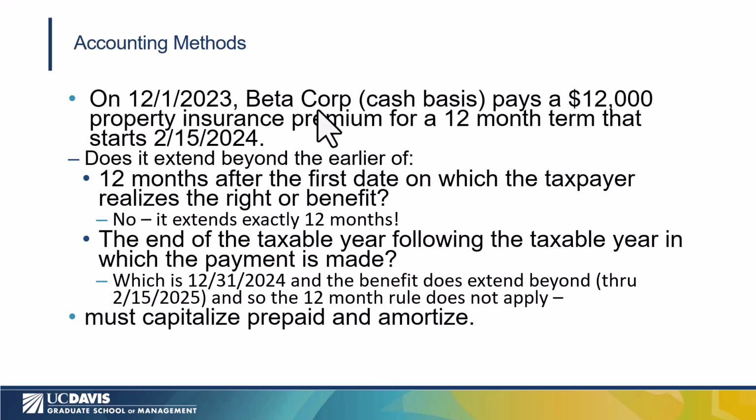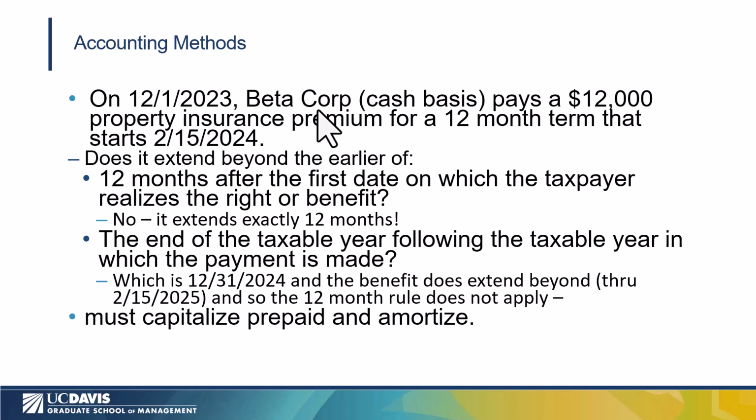Okay, so let's say that instead, Beta Corp is like, hey, I like this plan. So I see where I can deduct all these costs up front. So on December 1st of 2023, I'm going to pay another $12,000 insurance premium, but this one's for a 12-month term that starts on 2/15/2024. So does it extend beyond the earlier of 12 months after the first date on which the taxpayer realizes the right or benefit? Well, no, again, it's a 12-month policy. So for sure, it meets that definition because it's exactly 12 months.